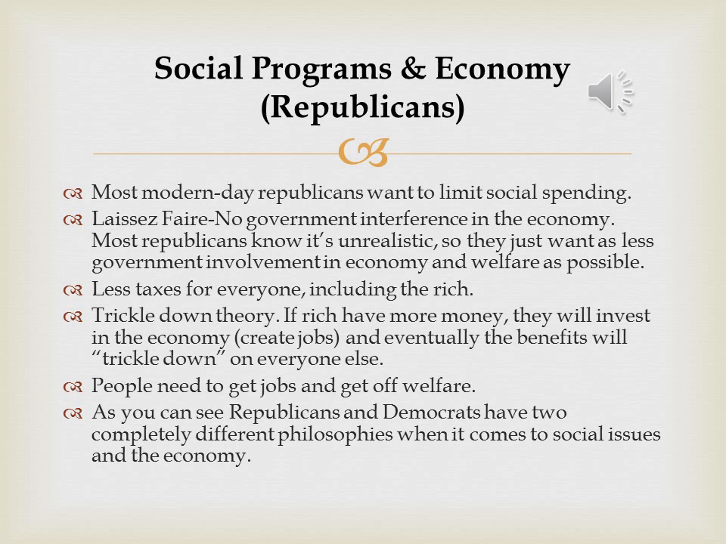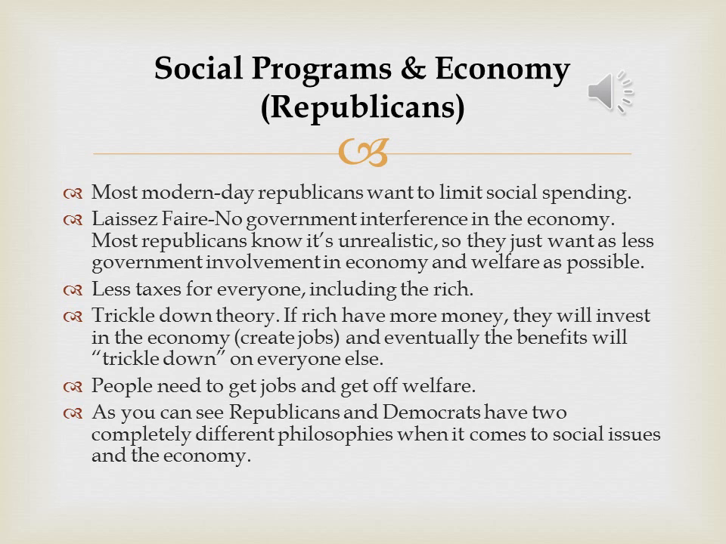So they want less taxes, and they have a theory on how to deal with this economy. It's called the trickle-down theory. Trickle-down theory basically means if the rich have more money, they will invest in the economy by creating jobs, and eventually it's going to benefit everyone else, including the poor.